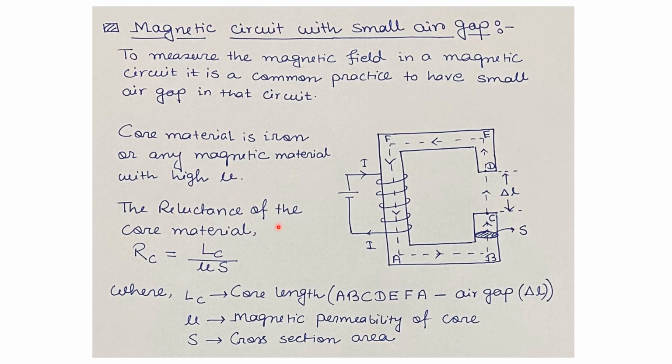According to our definition of reluctance, the reluctance of the core material Rc is basically Lc by mu S, where Lc is the core length, which is the closed path length ABCDEFA minus the air gap, that is del L. Mu is the magnetic permeability of the core and S is the cross-section area in the core material, which is shown here.